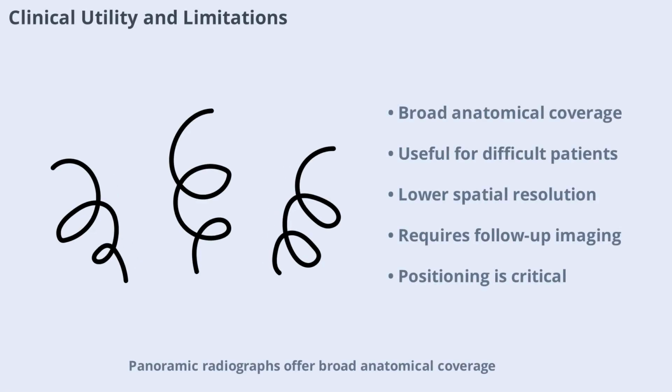Panoramic radiographs offer broad anatomical coverage, making them ideal for initial assessments and treatment planning. They are especially useful for patients with trismus, severe gag reflexes, or those unable to tolerate intraoral imaging. However, OPGs have technical limitations: lower spatial resolution, non-uniform magnification, and the flattening of 3D structures into 2D images. These factors can obscure critical details, such as early caries or bone loss, and necessitate follow-up imaging like cone beam CT for complex cases. Proper patient positioning is essential to maximize diagnostic value and minimize artifacts.